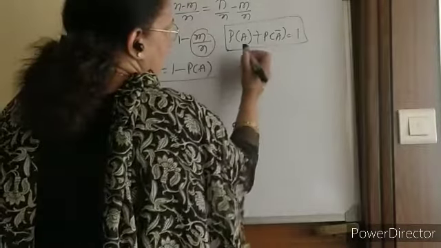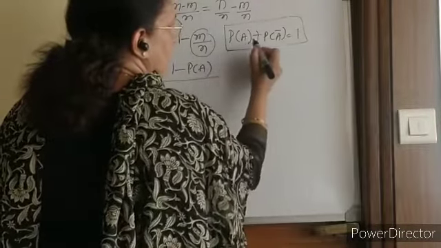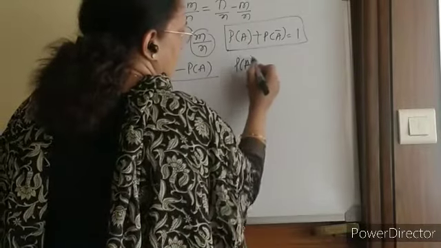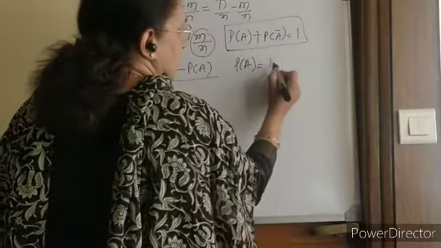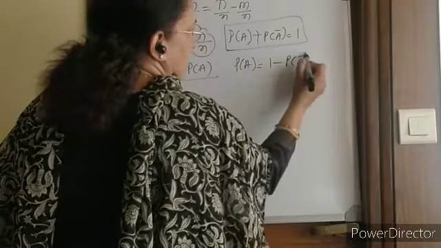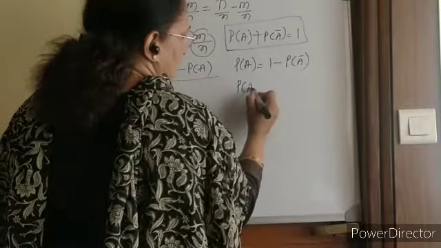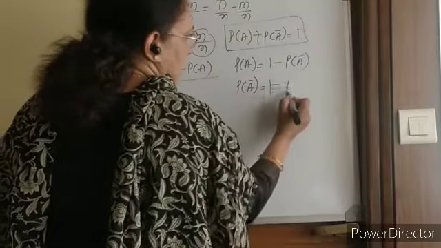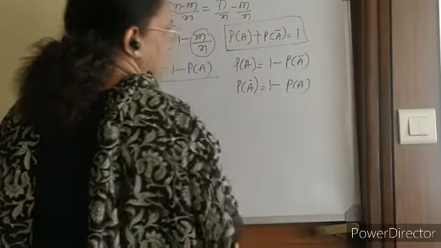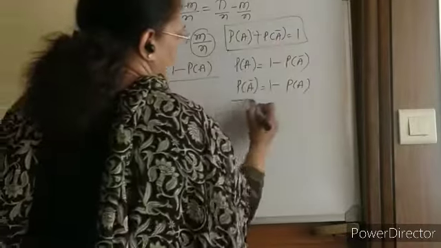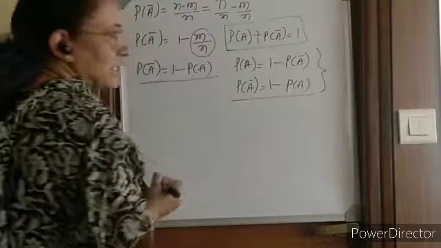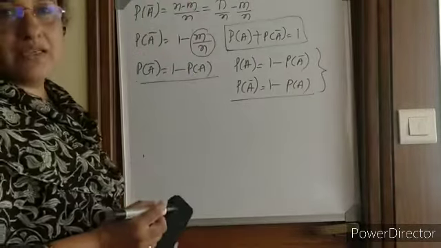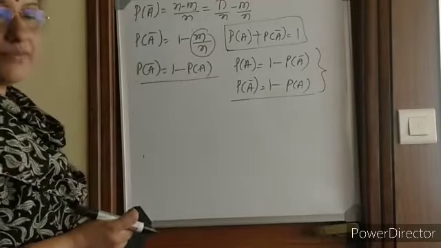Using this you can rewrite this one more. So P of A will become, take this to the other side, 1 minus probability of A bar. One more, probability of A bar equal to, take this to the other side, 1 minus probability of A. Now these three are very important whenever you are solving any problems here. Is it clear?